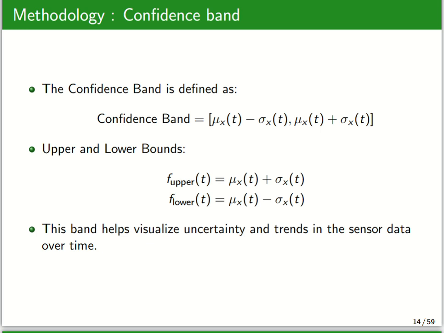A confidence band shows the upper and lower limit of the data. If data is inside the band, it is normal. If data is outside, it means something has changed, like watering or AC. This helps us detect when something important happens.